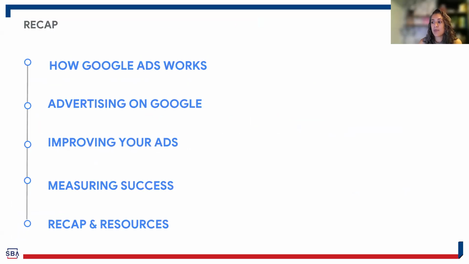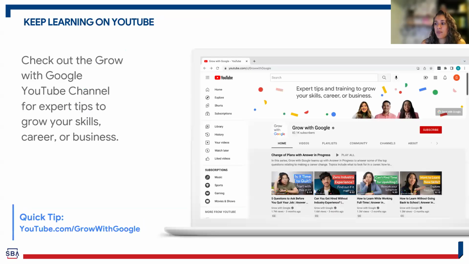So just to recap, we talked about how Google Ads work. We talked about advertising and setup. We talked about improving your ads, measuring success, and then I'll also share some recap and resources with you. This is the Learning Center. It's called the Grow with Google YouTube channel. And if you just click on that link or just type in Grow with Google, they have tutorials on ads, tutorials on YouTube, tutorials on Google Drive, everything, all the Google products, there'll be tutorials.